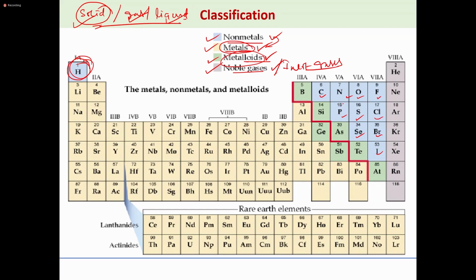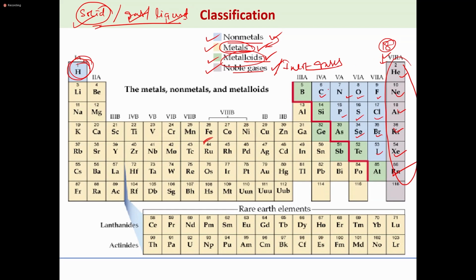Okay, and we know that the 18th group elements are the noble gases. If I remove this, so this is helium, neon, argon, krypton, xenon, and Rn. So these elements are called the noble gases or the inert gas elements.